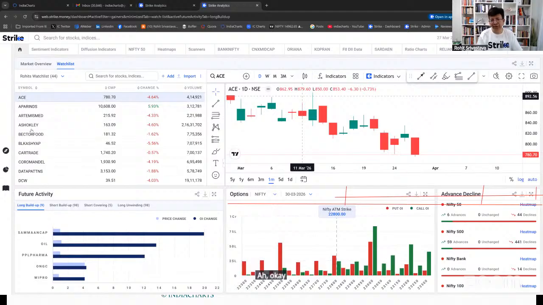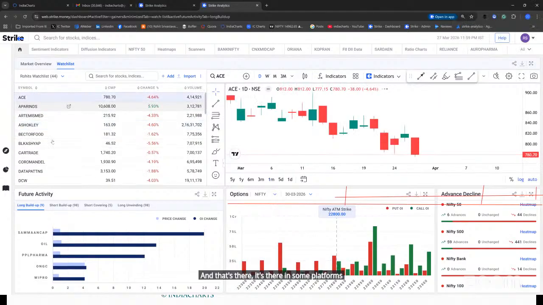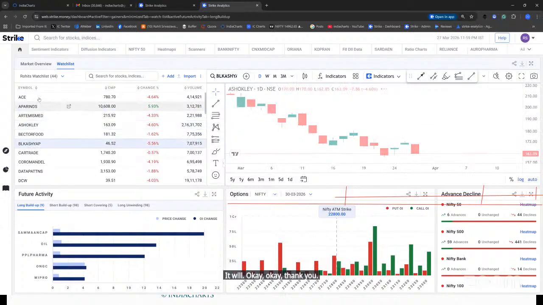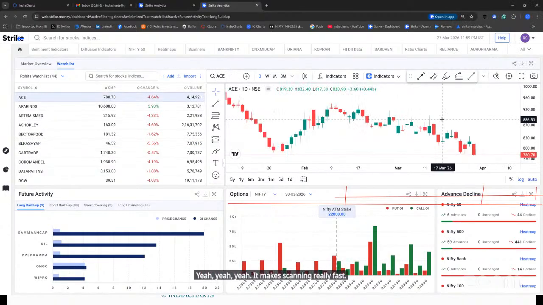It's there in some platforms. We'll see if we can do that. Thank you. I know that's easy, you just want to do next. It makes chart scanning really fast. Yeah, okay, thank you.